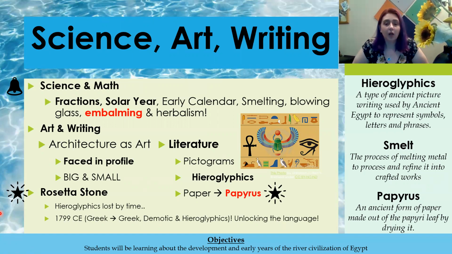At this time, you also have art and writing, so the introduction of hieroglyphs, which we can see right here, which would develop one of our earliest writing systems in the form of pictograms, much like cuneiform, and that would develop into other forms of writing as well, which would allow for ease of communication and trade.